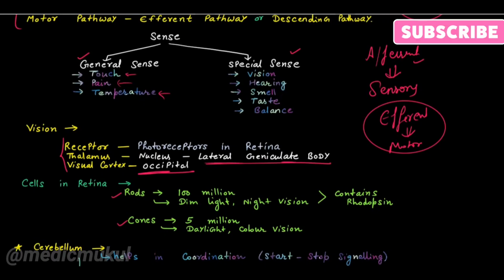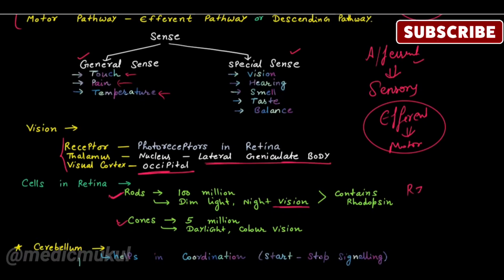Then the cells in the retina, this is important. The cells in the retina, there are rods and the cones. Rods are much more than the cones. Then rods, they are responsible for dim light and night vision.